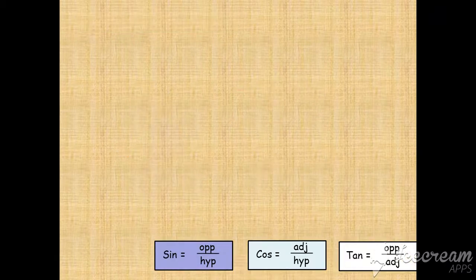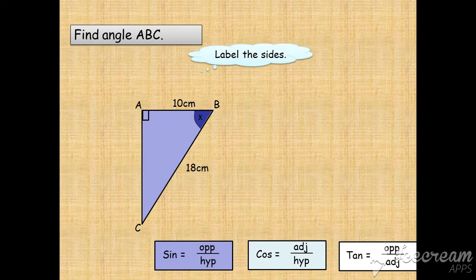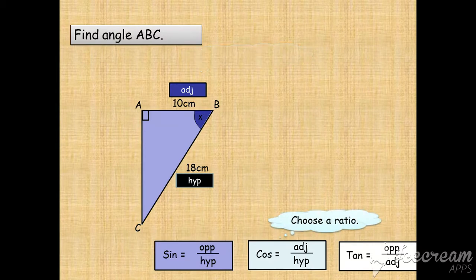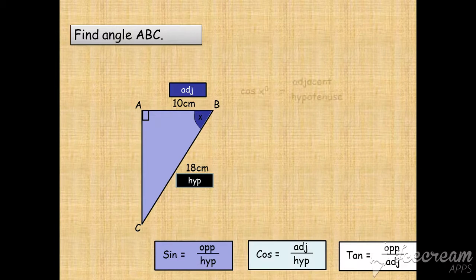Another one, I need to find measure angle ABC in this triangle. I'm going to label the sides. That means AB represents the adjacent side and CB represents the hypotenuse in this triangle. Then I'm going to choose the ratio, sine or cosine or tan. Of course it will be cosine because it's adjacent over hypotenuse. That means cosine x equals 10 over 18.